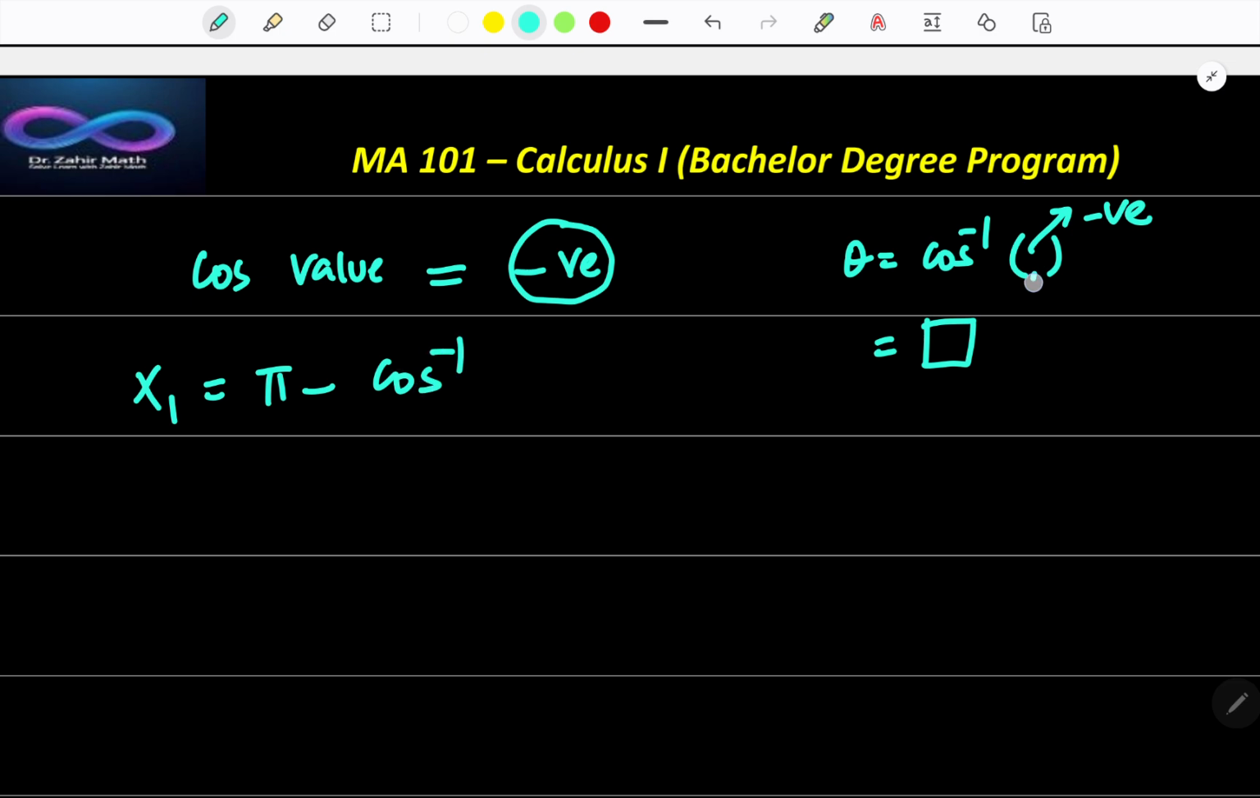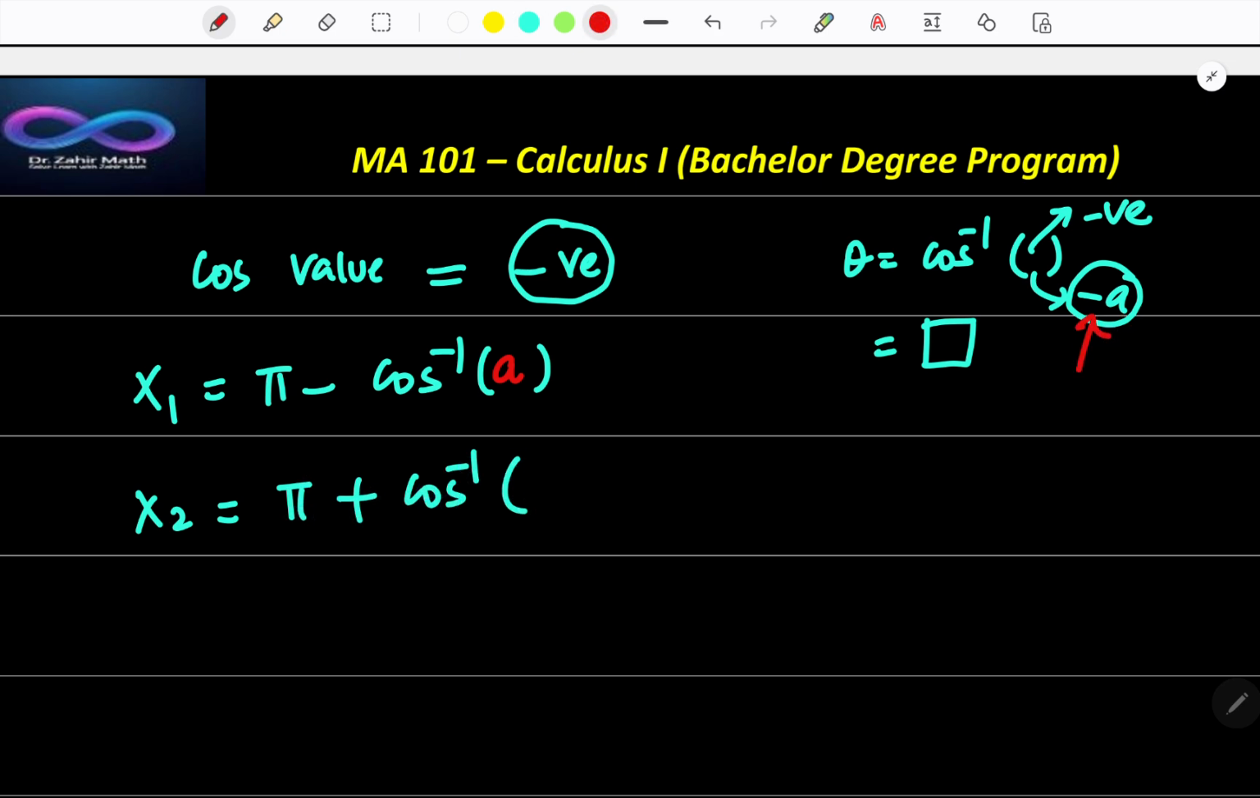The first answer will be x1 equals pi minus cosine inverse A. Even though you get negative A, you have to put only positive A. Keep in your mind. Let me write in another color, red color. Be careful. Even though you get negative A, you put positive A. And the second solution will be x2 equals pi plus cosine inverse A, and even though you get a negative value, you are going to put positive.